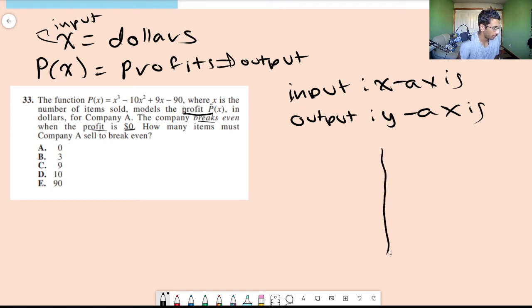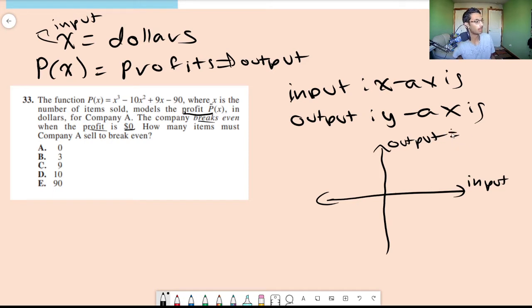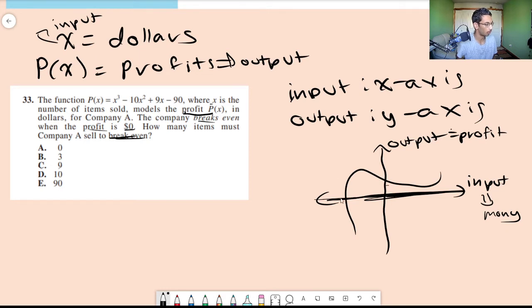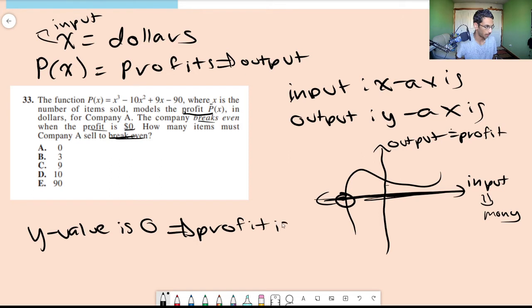So you could make a Cartesian xy coordinate plane with the input over here on the x-axis and the output over here on the y-axis. Basically, the output is profit, and the input is the amount of money. What we're trying to do is break even. So break even is profit, and profit is the y-axis. The graph could look something like this. All we're looking for is that point where it intersects the x-axis, because the y value is 0. When the y value is 0, that means the profit is 0. So it lies on the x-axis, and the x-axis is where the y value is 0.